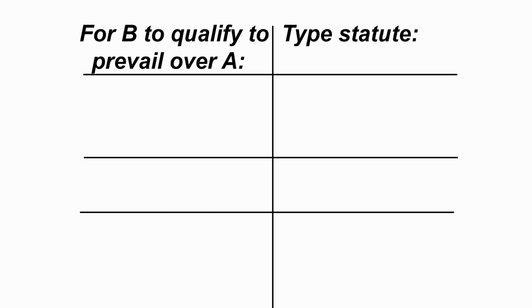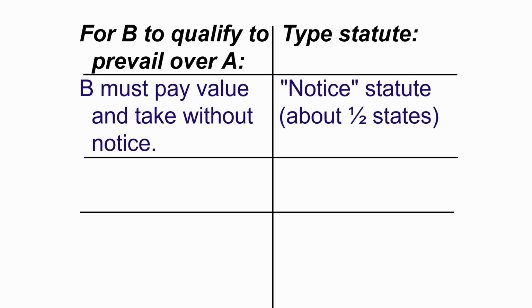Let's take a look at this little chart in which we can outline the three different requirements of different states as to how B has to qualify under the recording act to prevail over A. The first kind of statute, which is often called a notice type statute, says that for B to win over A, if A fails to record, B must pay value and take without notice.